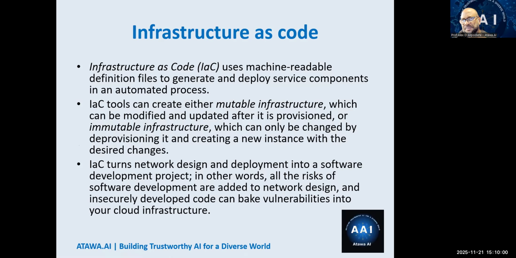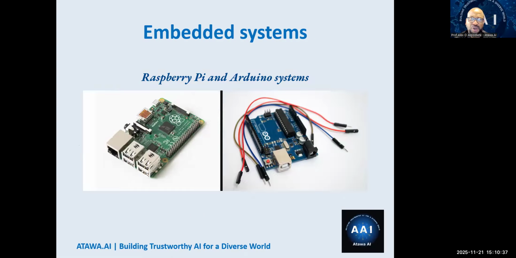But you also have another concept that might come up on the exam, or you should know in general, called infrastructure as code, or IaC. Basically, it uses machine-readable files to generate and deploy whatever components you need in an automated process. It's almost like thinking about cloud orchestration, but what it does is it takes your network design and deployment into a software development project. So all of the risks of software development are just part of your network design. And insecurely developed code, again, is going to introduce a vulnerability into your cloud environment.